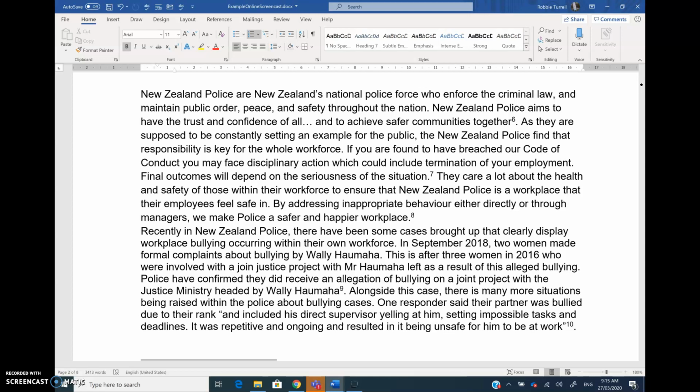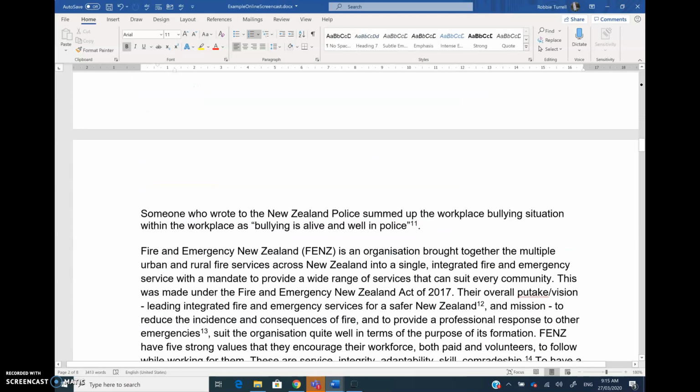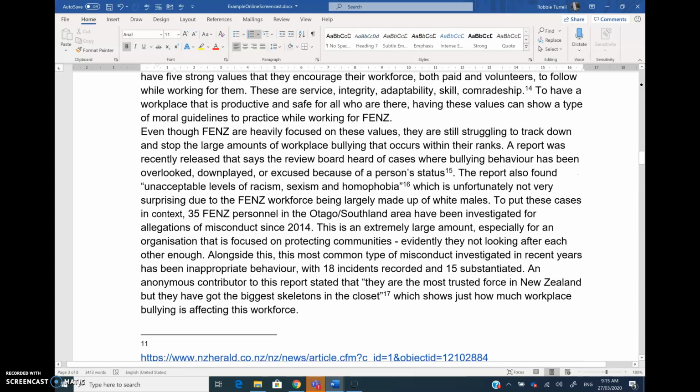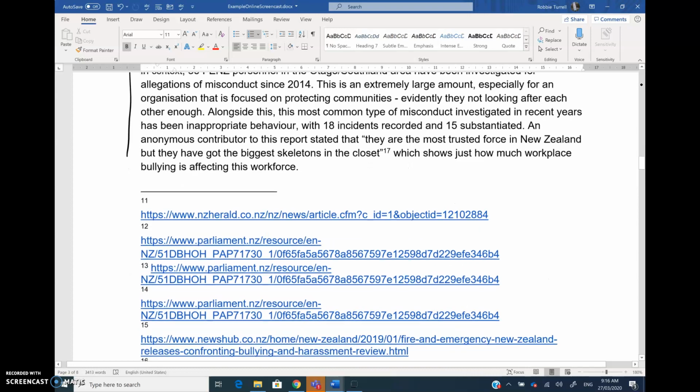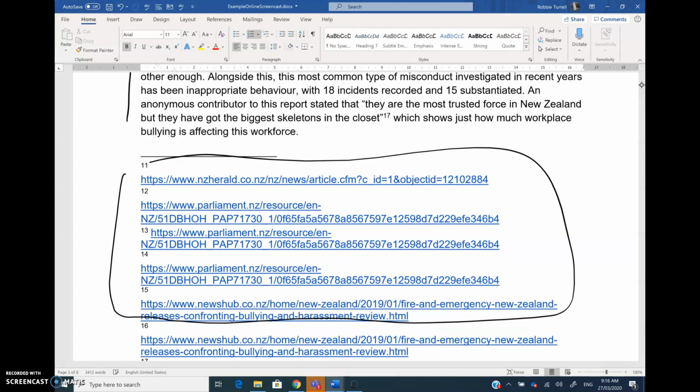Okay, recently, and now this is the specific cases that have come out. So that's well described, and I guess she goes on to talk about Fire and Emergency. Nice use of putake in there. Okay. Unacceptable levels of racism. Okay. Again, this is good examples of things that have been happening, and as we can see, some nice quotes down here as well. Okay.